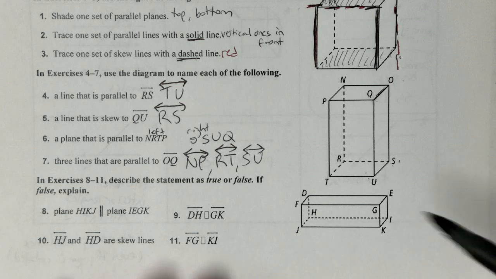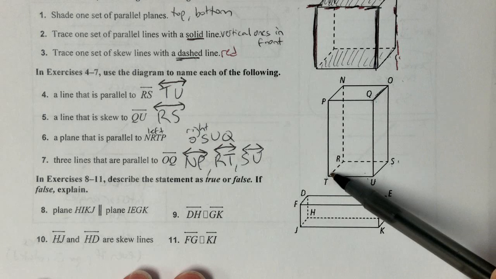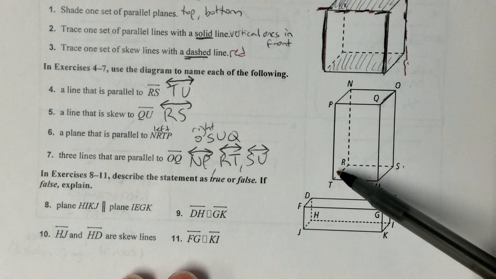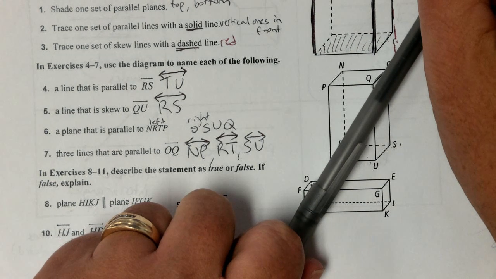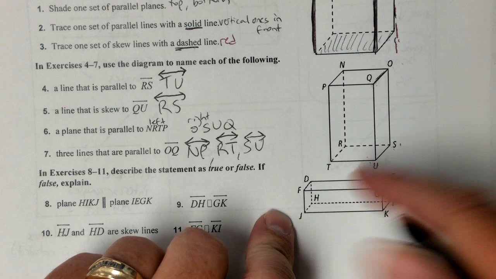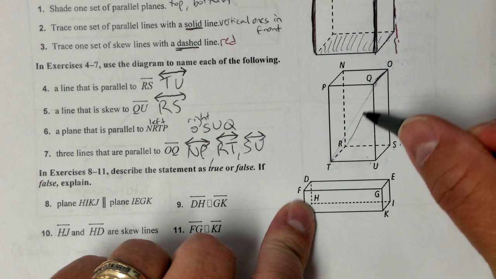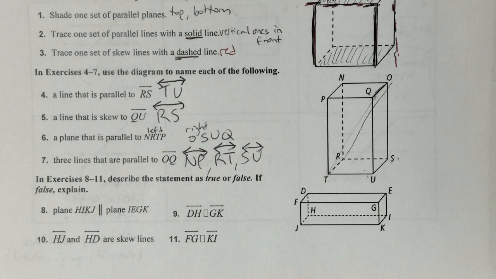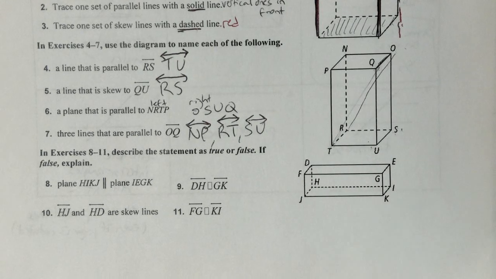The one that may not seem that obvious is like if you've got this top right corner, then the bottom left corner would also be parallel to it. Because if you think about your plane, which goes this way, they would be on the same plane. So RT would be considered parallel to it, not skew. Any questions?